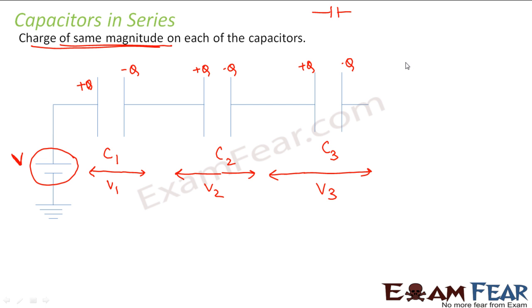What would be the net voltage for this circuit? Net voltage will be equal to V1 plus V2 plus V3, that is, the potential difference across the first capacitor plus the second plus the third. What can we write? We already know that Q is equal to CV. So V1 can be written as the charge on the first capacitor, Q, divided by its capacitance C1. Similarly, V2 will be Q divided by C2, and V3 will be Q divided by C3.